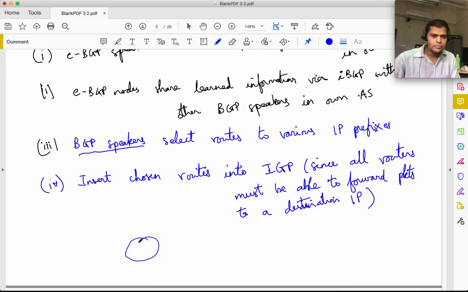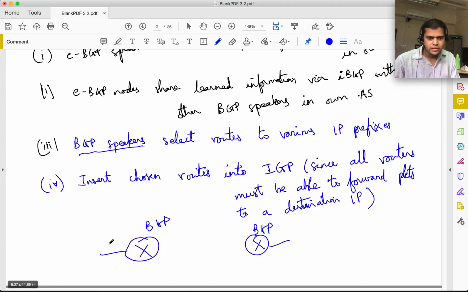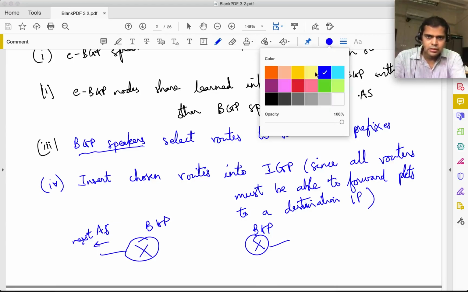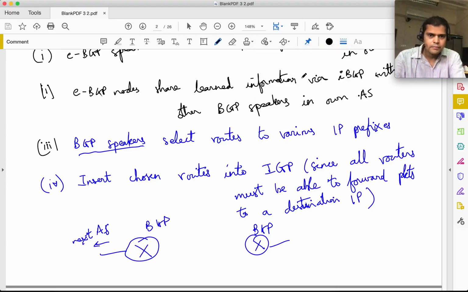So what I mean is, suppose this is a BGP speaker, this one is a BGP speaker, and let's say that they have decided that for a particular IP prefix, this is the exit router, the one going to send it to the next autonomous system. We're focusing on one particular IP prefix, but inside this particular network, you could have, let's say, non-BGP routers here.